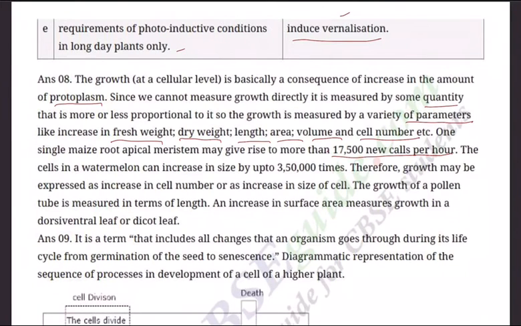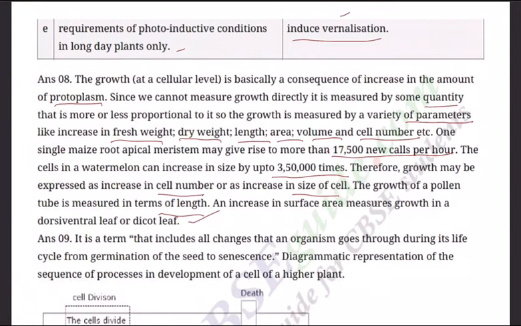The cells in watermelon can increase their size up to 350,000 times. Therefore, growth may be expressed as increase in cell number or as increase in size of the cell. The growth of a pollen tube is measured in terms of length. An increase in surface area measures growth in a dorsoventral leaf or dicot leaf.